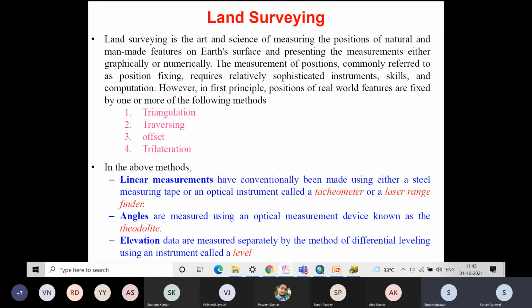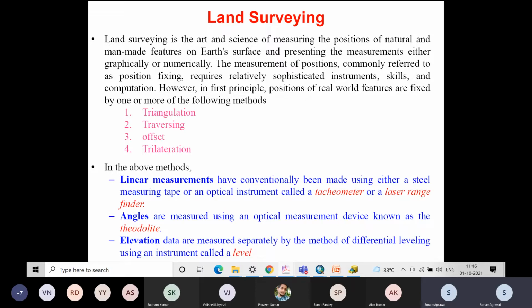Land surveying is a very traditional way in which the measurements are made. And if you come from a civil engineering background, you are very well aware of these techniques mentioned on the screen: triangulation, traversing, offset, trilateration. We are not covering these topics over here. We are just telling you that land surveying is one of the ways in which spatial data is collected. It is a traditional way of collecting the data.